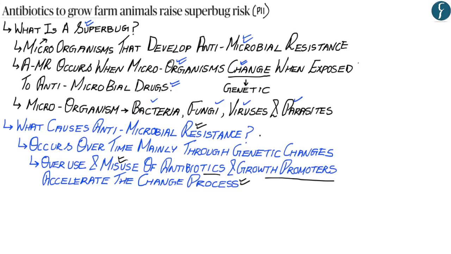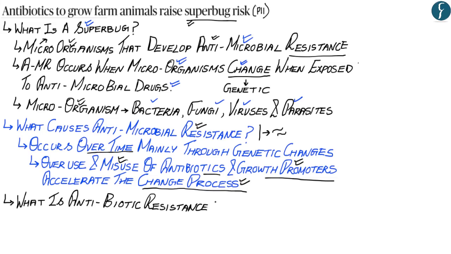What used to happen earlier is the change in microorganisms used to occur naturally, and this natural process of genetic changes in microorganisms would occur over a longer period of time. But the current overuse and misuse of antibiotics and growth promoters by humans have accelerated this change process. And therefore, a large number of microorganisms have started to develop antimicrobial resistance and therefore are now referred to as superbugs.